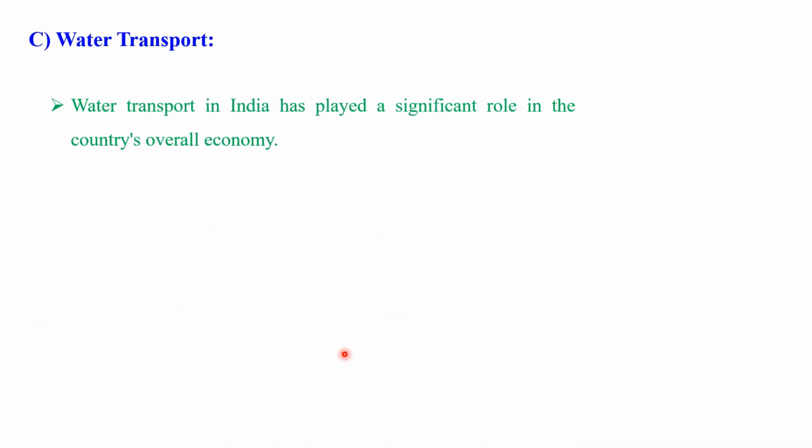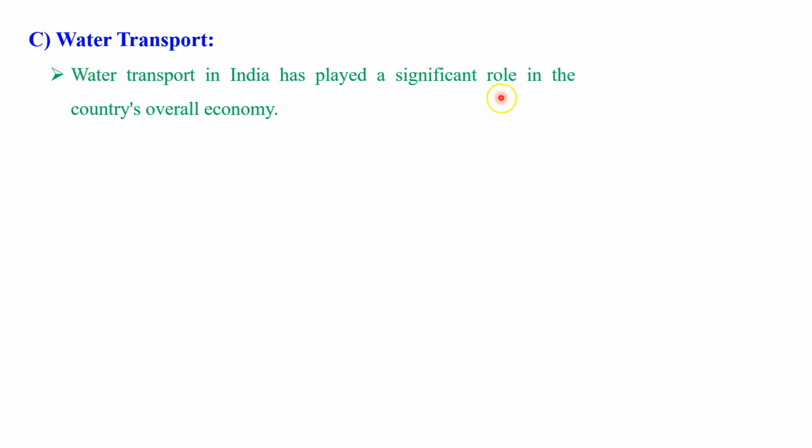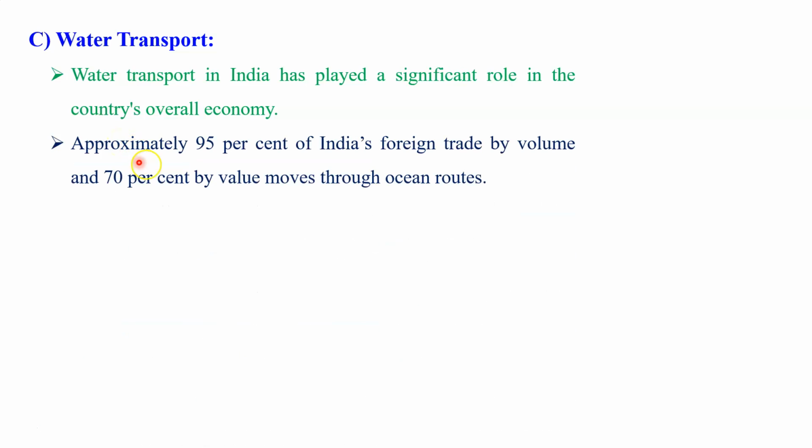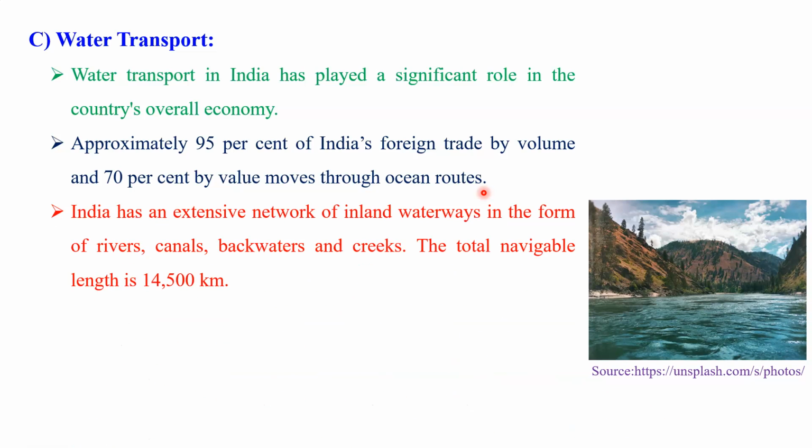Dear student, water transport in India has played a significant role in the country's overall economic development. Approximately 95% of India's foreign trade by volume and 70% by value move through the ocean route. That is a very important thing about the water transportation that we have in India. Dear student, India has an extensive network of inland waterways in the form of rivers, canals, backwaters and creeks. The total navigable length is 14,500 km that we use for water transportation.